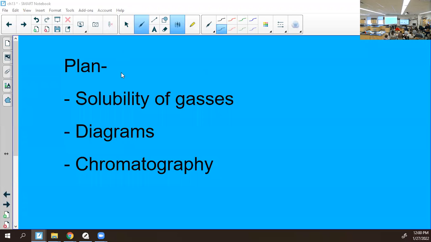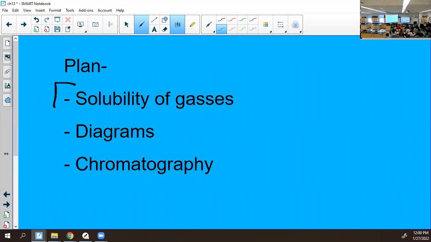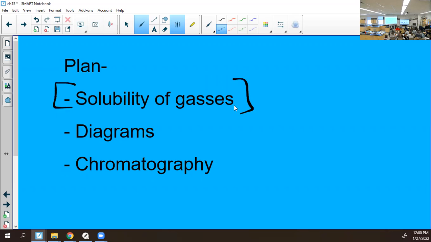So this is our plan. We're going to talk about solubility of gases. Pretty simple. Everything you need to know about that, you can think about when you're drinking a beverage. Like if you shake it, what happens to the gas in it? Comes out, right? That's the opposite of normal.